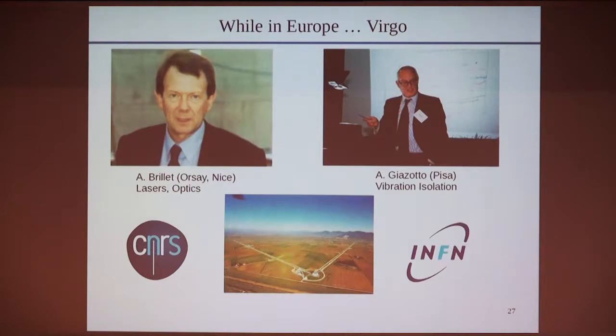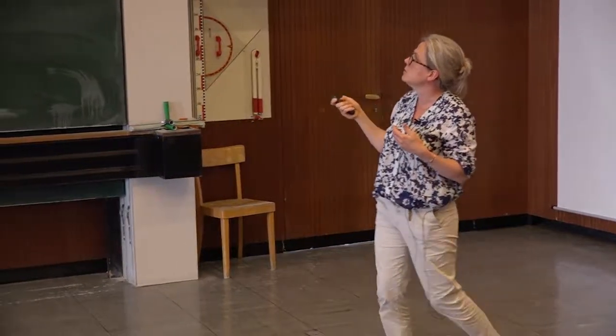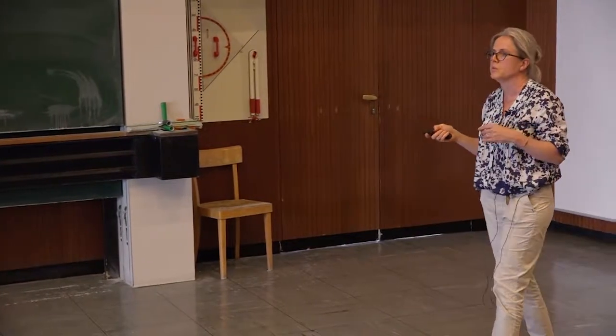It took a while, of course, because what I forgot to mention is that it's no more a prototype tabletop experiment. It's kilometer scale interferometers. Here you have Virgo. In Europe, the equivalent of LIGO is called Virgo. You see a picture of the experiment close to Pisa. In Europe, you have Alain Brillet in France and Giazotto in Italy, who joined and proposed it. At that time it was a French and Italian project. Now it's a European project.